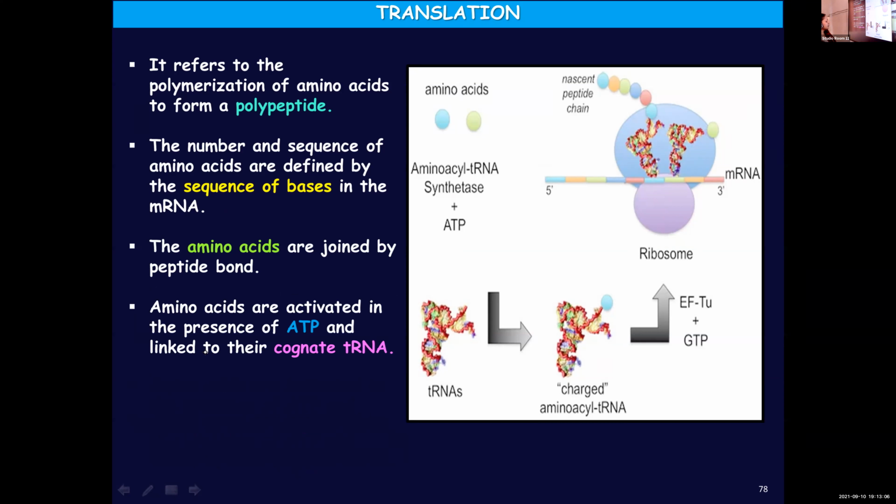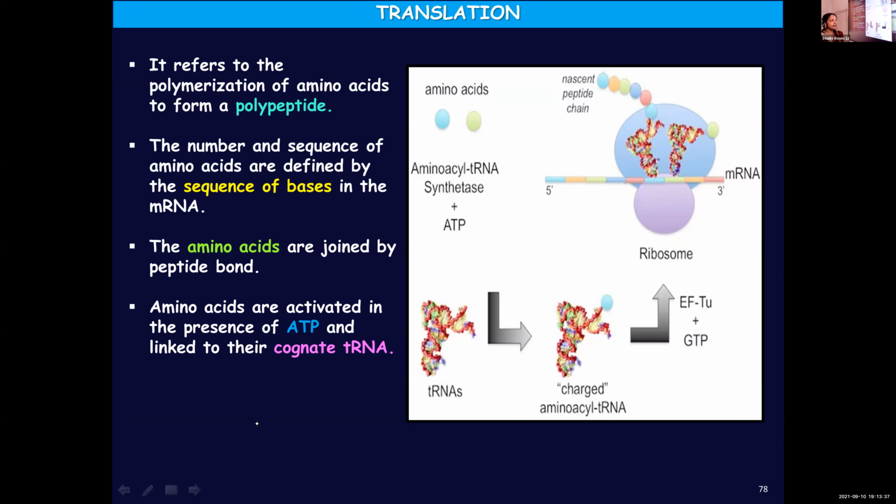For the process to begin, first the amino acids will get activated. Amino acids are activated in presence of ATP. So to begin with, amino acids will be energized. They'll be activated utilizing the ATP molecule, adenosine triphosphate. Once they are activated, they will go and link with the cognate transfer RNA. Cognate means related.